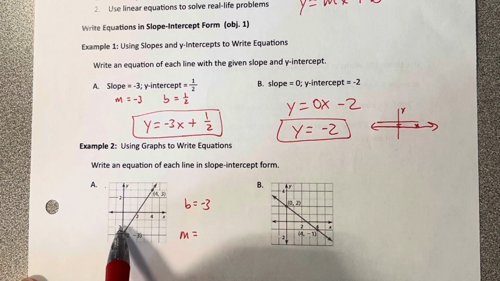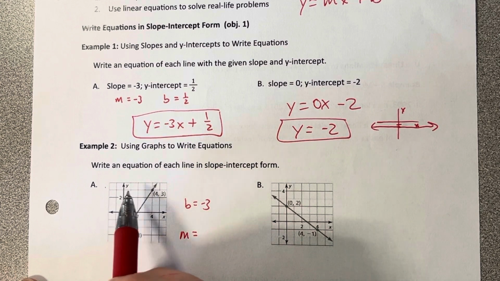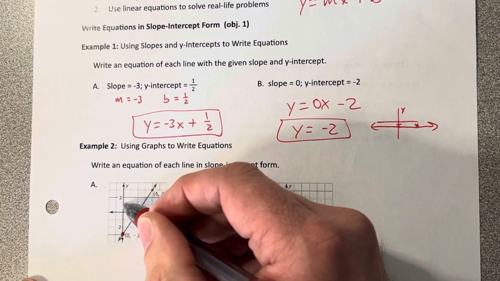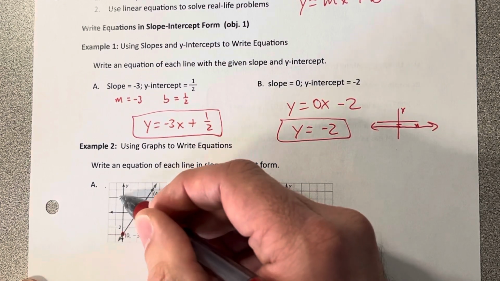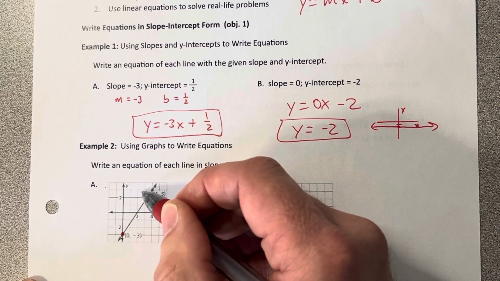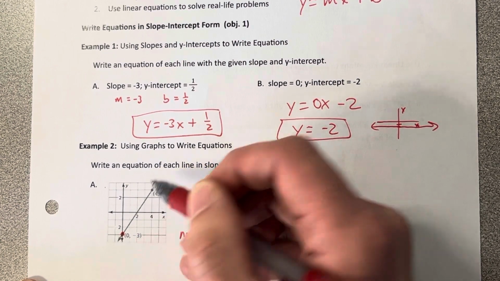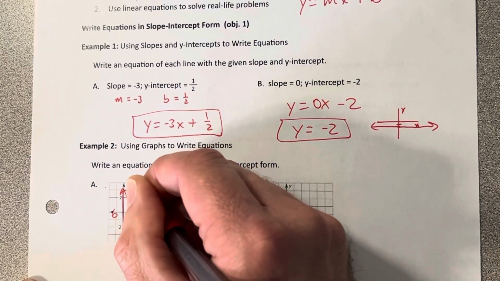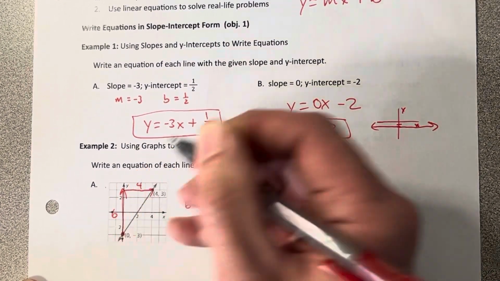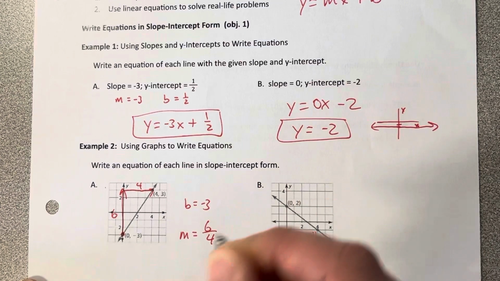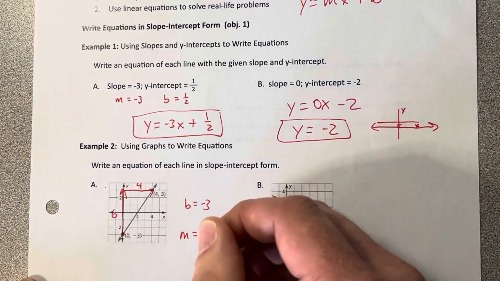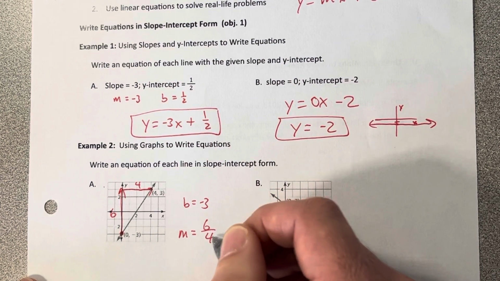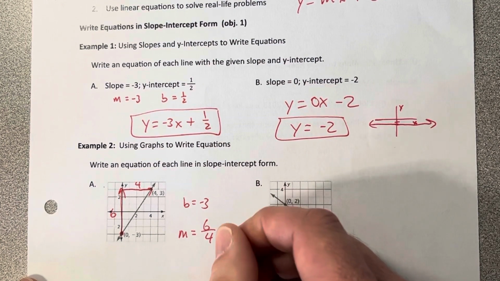They are. Up, hold on, what is that? 1, 2, 3, 4, 5, 6. Yeah, up 6, over 4. Up 6 over 4, rise over run. And if you notice, that reduces. 3 times 2 is 6, 2 times 2 is 4, so the 2's divide out. We get 3 over 2.